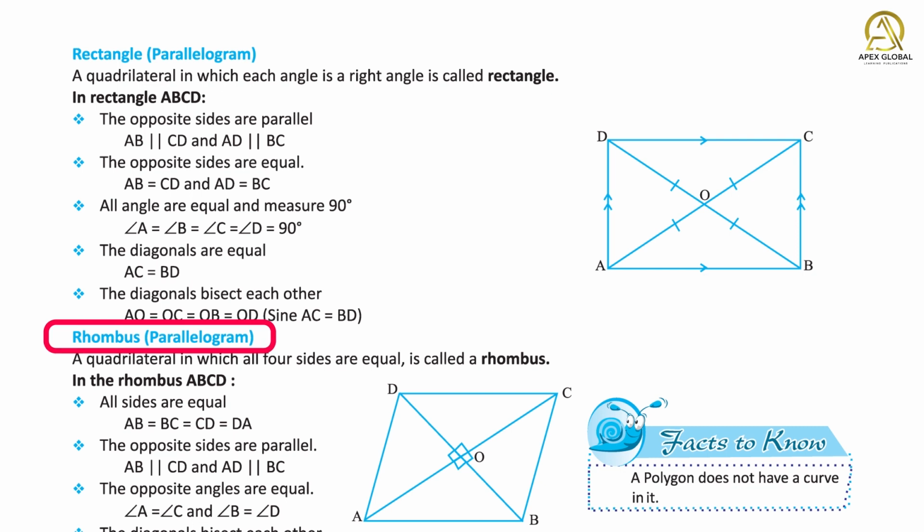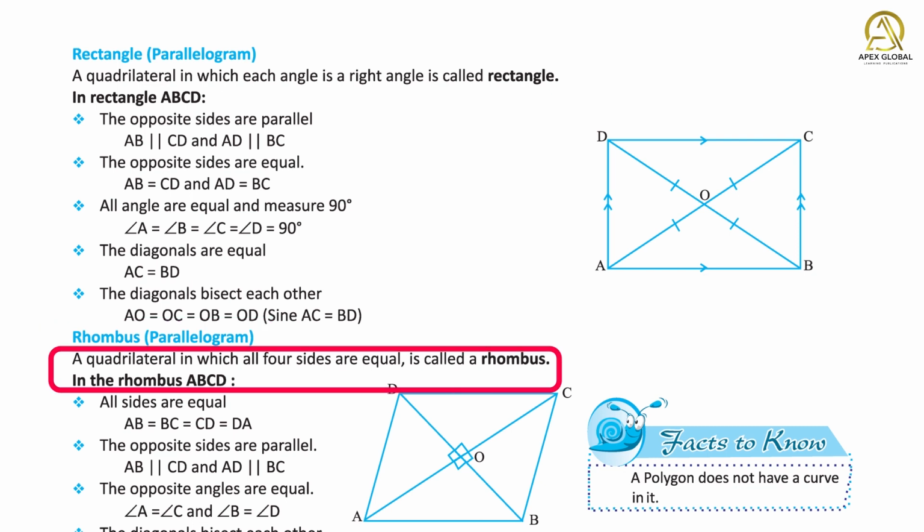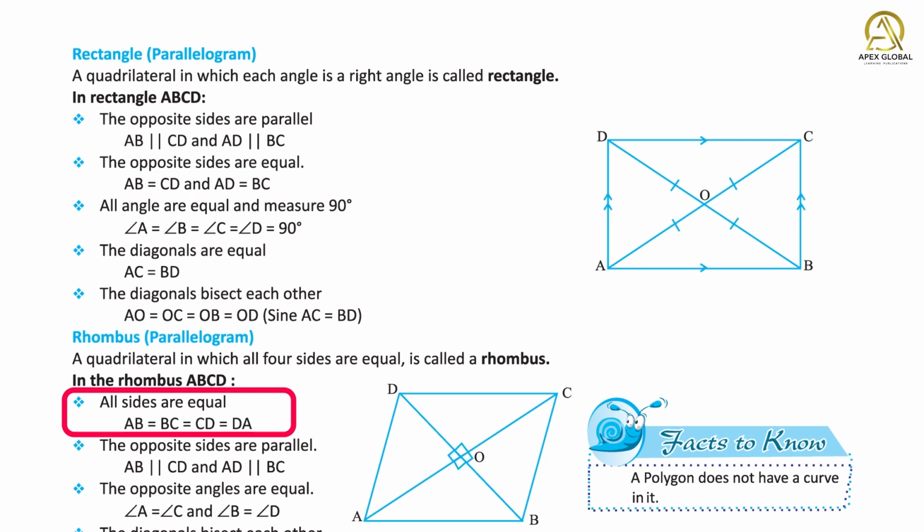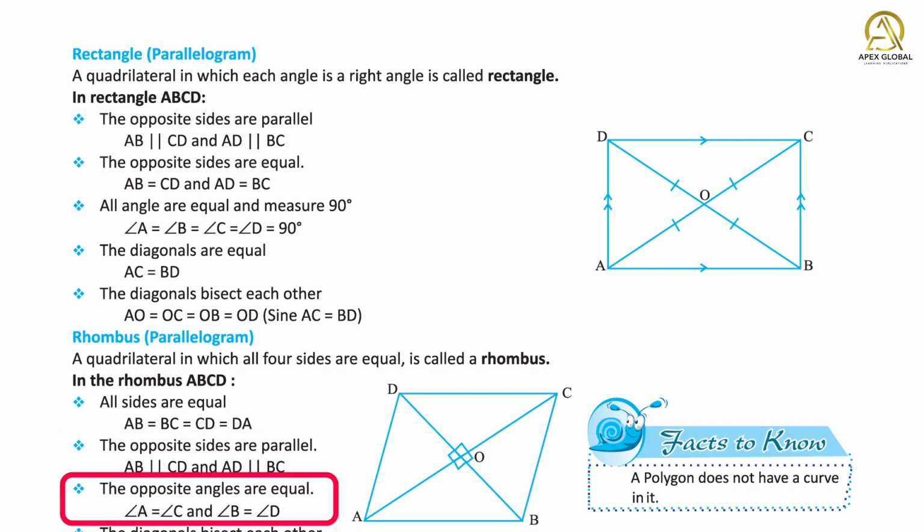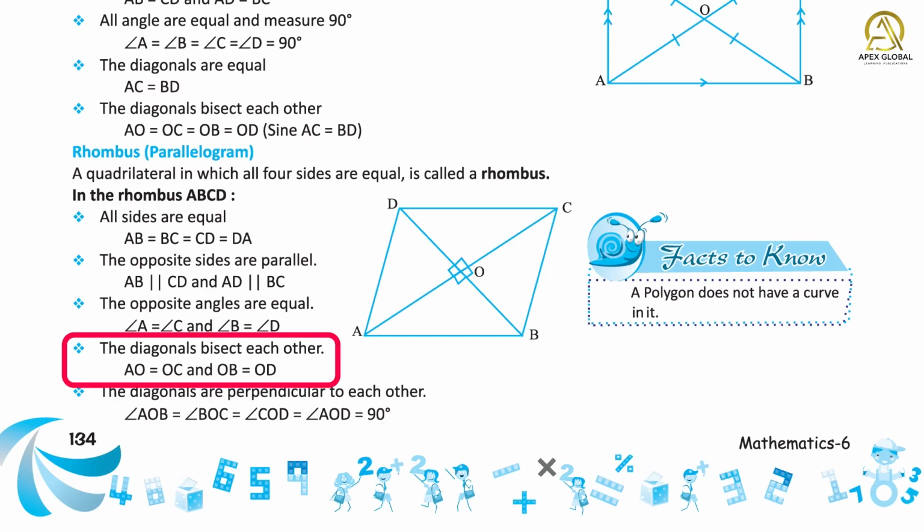Rhombus. A quadrilateral in which all four sides are equal is called a rhombus. In the rhombus ABCD, all sides are equal. AB equals BC equals CD equals DA. The opposite sides are parallel. AB is parallel to CD and AD is parallel to BC. The opposite angles are equal. Angle A equals angle C and angle B equals angle D. The diagonals bisect each other. AO equals OC and OB equals OD.